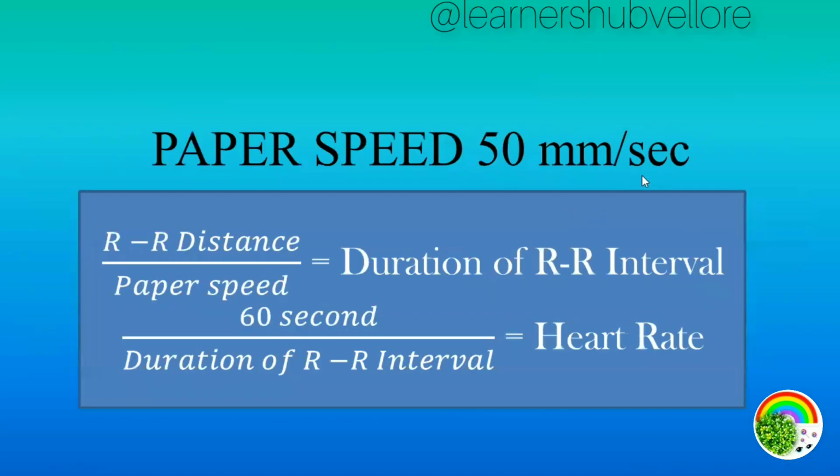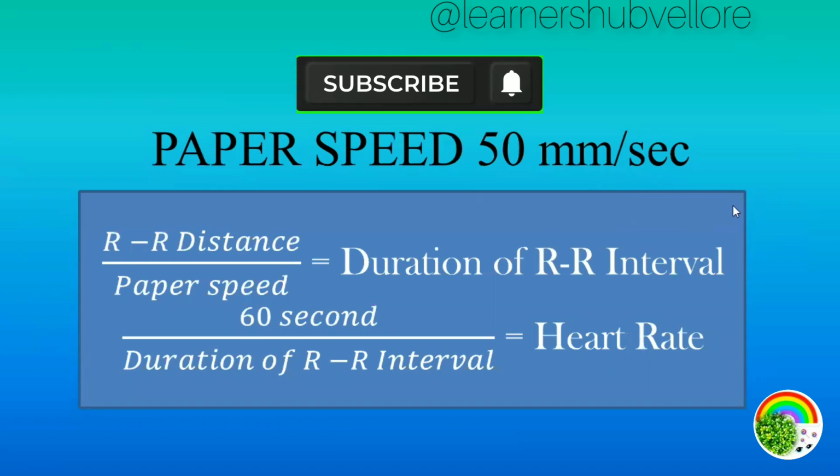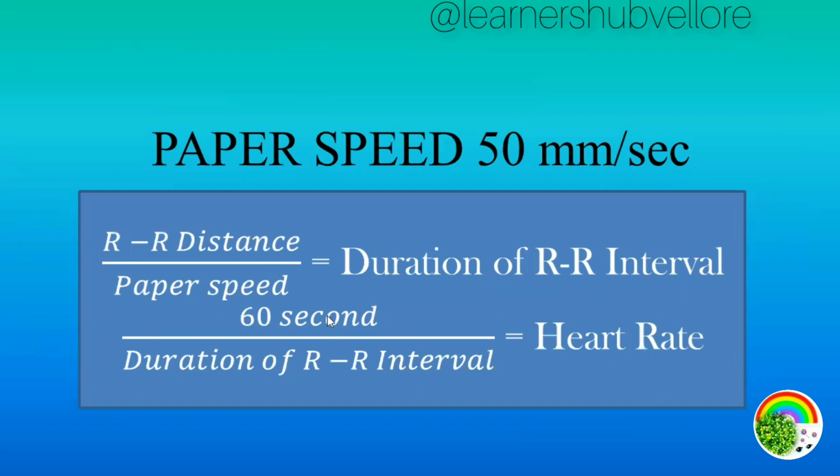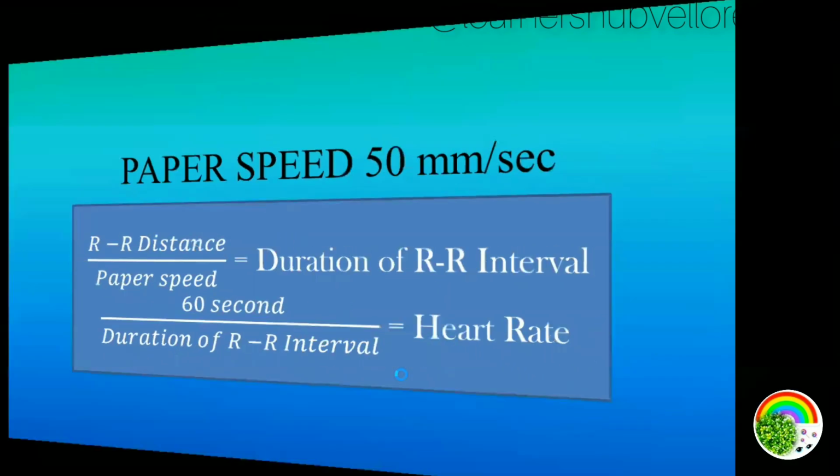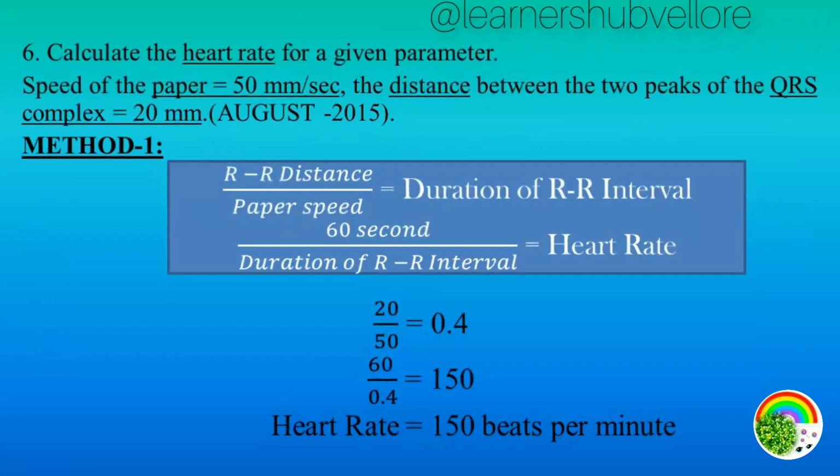Now, the paper speed for all the problems we saw until now was 25 mm per second. Hereafter we will see 50 mm per second. So this is the format. You can remember this like a formula: RR distance divided by paper speed is equal to the duration of the RR interval. Then 60 seconds divided by the duration of the RR interval gives the heart rate. Let us see, okay?